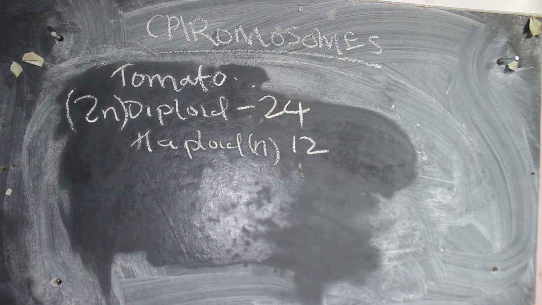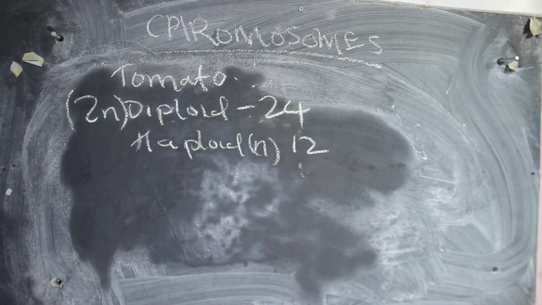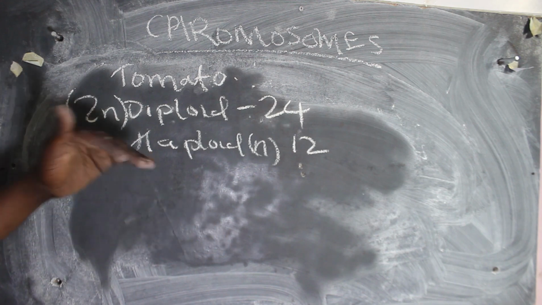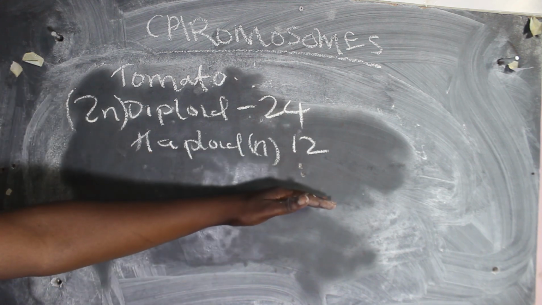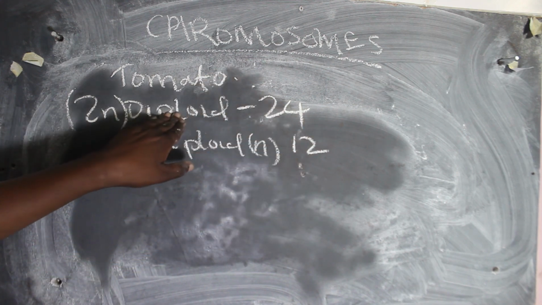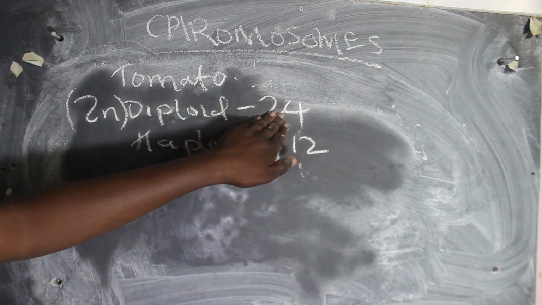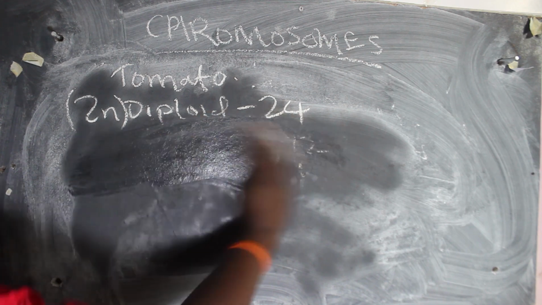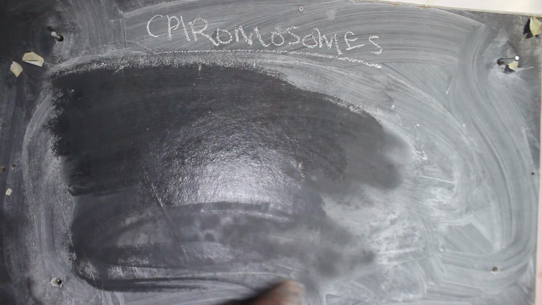So ladies and gentlemen, that is how we go about it. In an exam, you can be given a certain organism. It doesn't matter which organism, for as long as you know either the haploid or the diploid, you can find the missing one. If you are given the haploid, just double it and you find the diploid. If you're given the diploid, just halve it and you find the haploid.